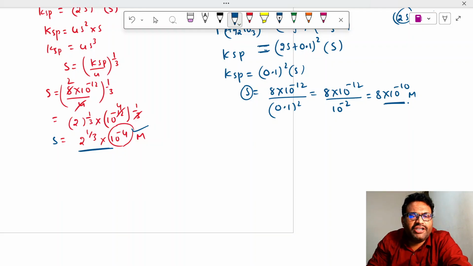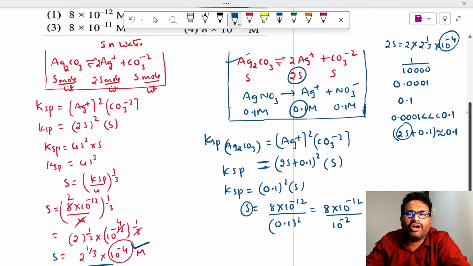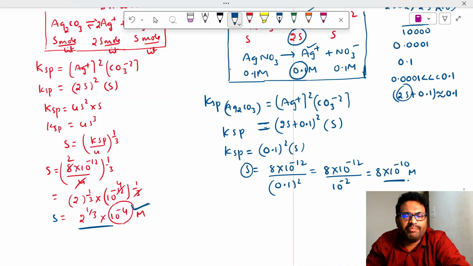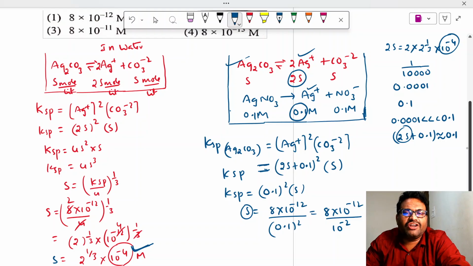So the initial solubility is in the range of 10 power minus 4, but due to the common ion effect, Ag plus being the common ion, what happened? The solubility of Ag2CO3 has decreased. Which is greater, 10 power minus 4 or 10 power minus 10? 10 power minus 4 is greater. In water, its solubility is more. But in a solution of 0.1 molar AgNO3, due to the common ion, its solubility has decreased.